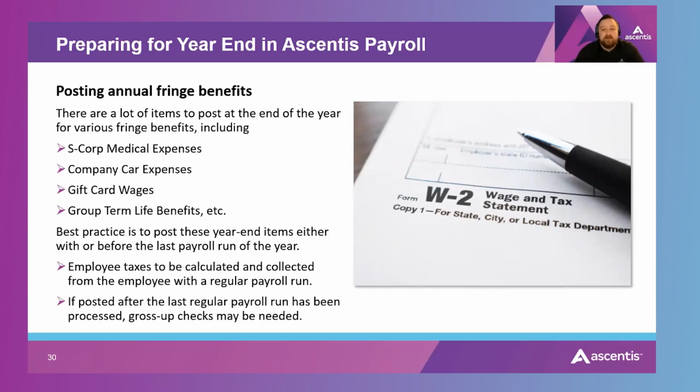Another area covered during year end is posting annual fringe benefits. A few examples are S Corp medical expenses, company car expenses, gift card wages, and group term life benefits, to name a few. Best practice is to post these year-end items either with a regular payroll or before the last run of the year. This will allow any employee's taxes to be calculated and collected from the employee. If these items are posted after the last payroll run of the year, gross-up checks may be needed to account for the tax withholding. Contact support if you need any assistance, and we'd be glad to help.